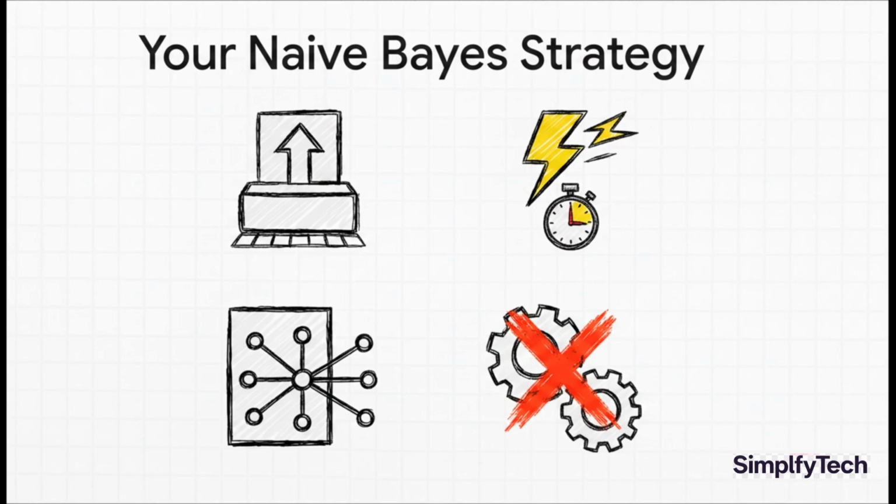So what's the big takeaway here? You should always consider Naive Bayes as your first baseline model for a classification problem. It is blazing fast, it handles thousands of features without breaking a sweat, and as we just saw, it's an absolute beast when it comes to text. Just remember its one kryptonite. If your features are super correlated, that naive assumption might just lead it astray.